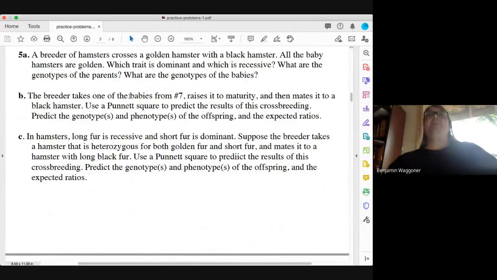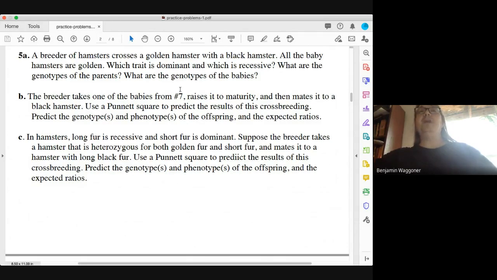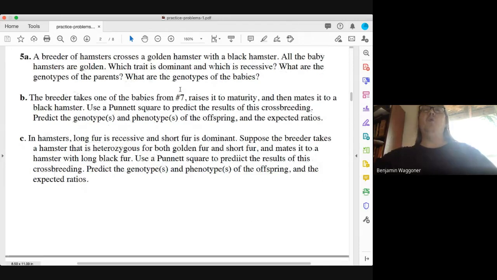In 5, a breeder of hamsters crosses a golden hamster with a black hamster, and all the babies are golden. Which trait is dominant and which is recessive? By now you should see that gold is dominant to black. What are the genotypes of the parents and the genotypes of the babies? Well, the parents must be homozygous dominant and homozygous recessive. So we could write that as big G, big G, and little g, little g, and the babies would all be big G, little g. Actually, 5 is, believe it or not, the same problem as 1.